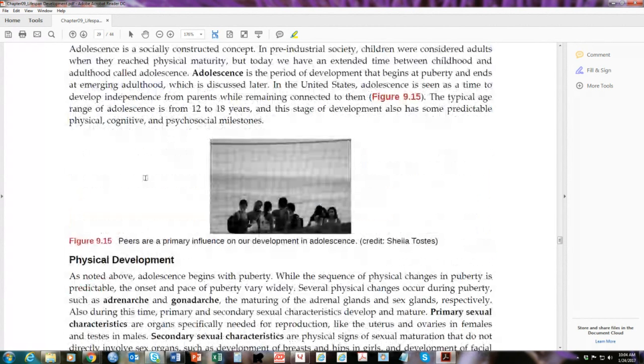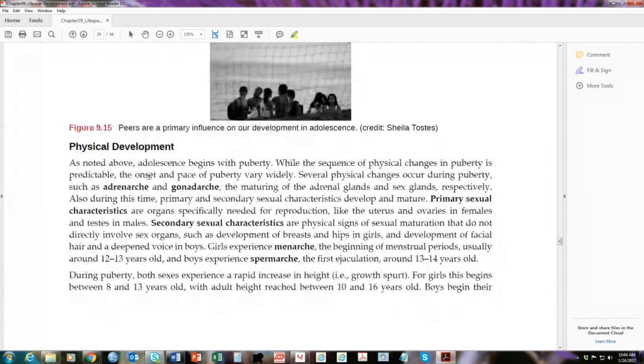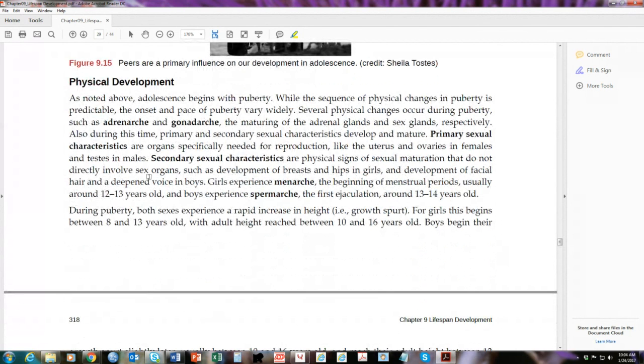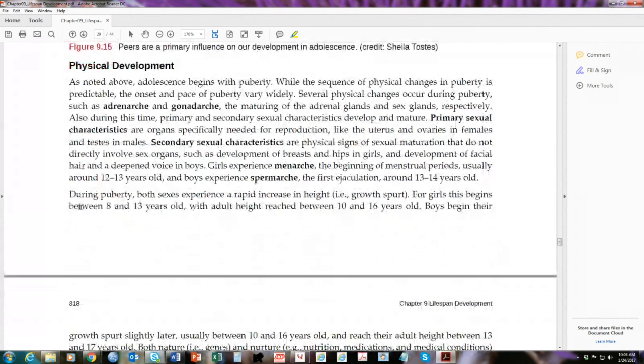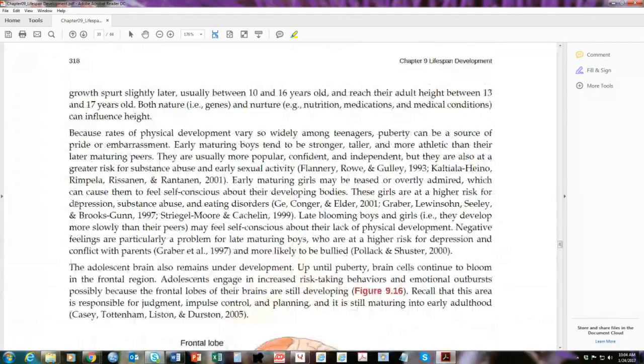Adolescence. So we could talk about the physical changes in adolescence. Adrenarche, you don't hear so much, but the development of the adrenal gland, the gonadarche, the primary sexual characteristics and the secondary sexual characteristics, the menarche, or the beginning of menstruation, the spermarche, beginning of sperm production. This essentially marks the person becoming capable of reproduction, and the sequence of this is important.